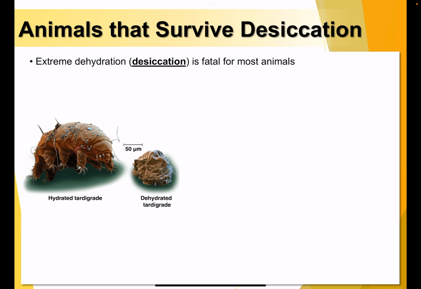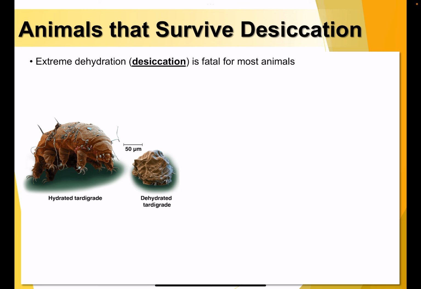What about animals that don't get any water? Now, this is a pretty interesting topic. There are animals that can actually survive desiccation. And remember, desiccation is when we're depleting an animal's body of water by a great amount. This is talking about an extreme type of dehydration. It's not just not drinking water for 1 hour or two. We're talking about extreme dehydration, literally taking 90% of your water away.